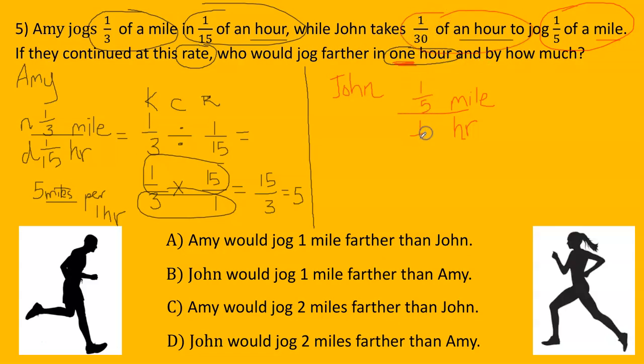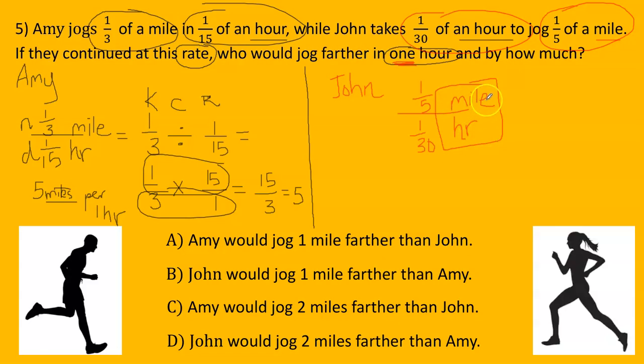They're trying to confuse us here because you'll notice they put hers in this order, 1/3 of a mile and 1/15 of an hour. And then they switch the order for him. They put hours before miles. So they're trying to trick us a little bit, make the problem more difficult. But as long as you pay attention to what goes in the numerator and what goes in the denominator, you won't make a mistake.